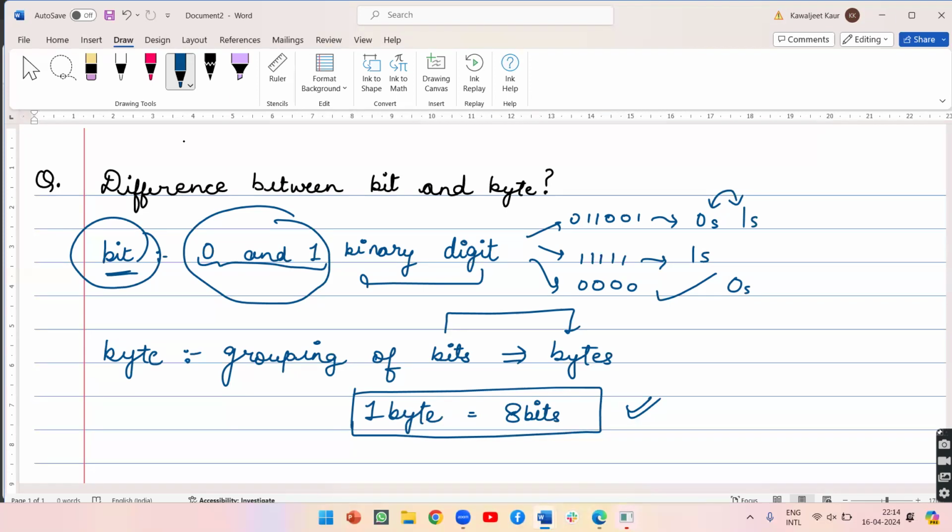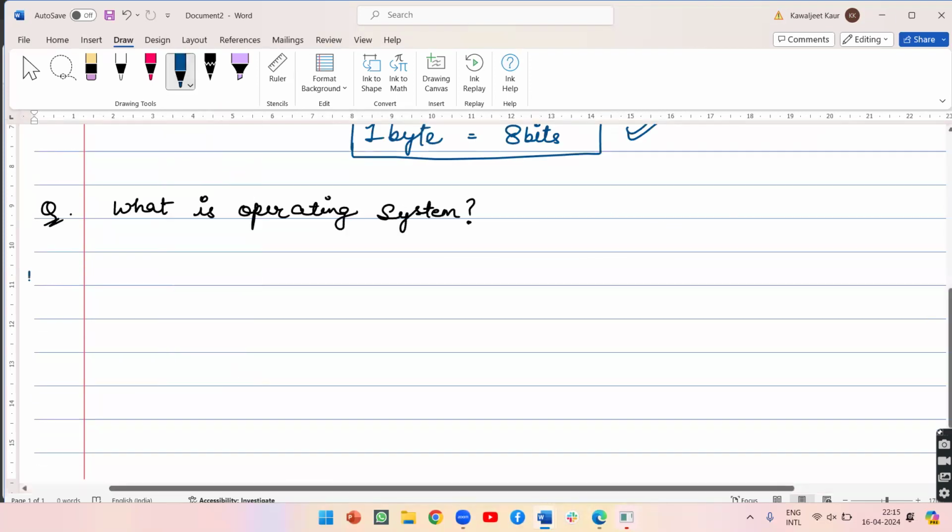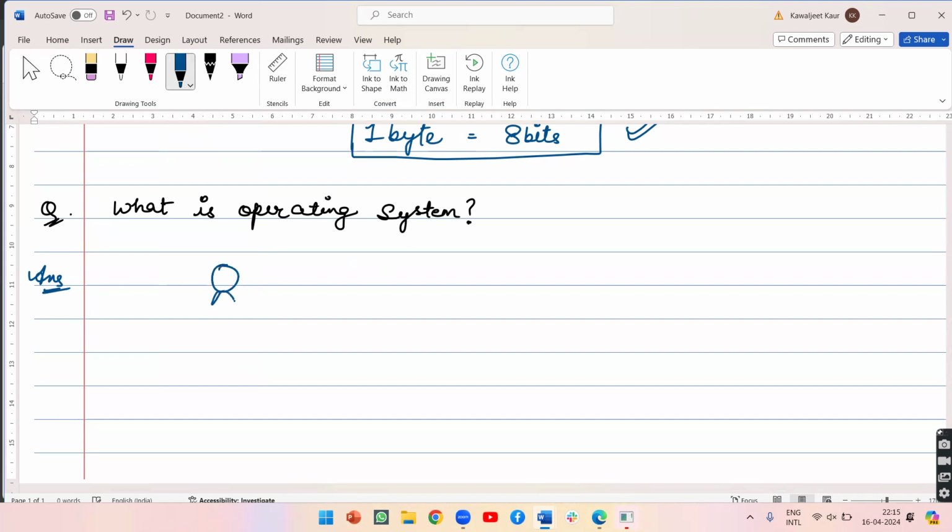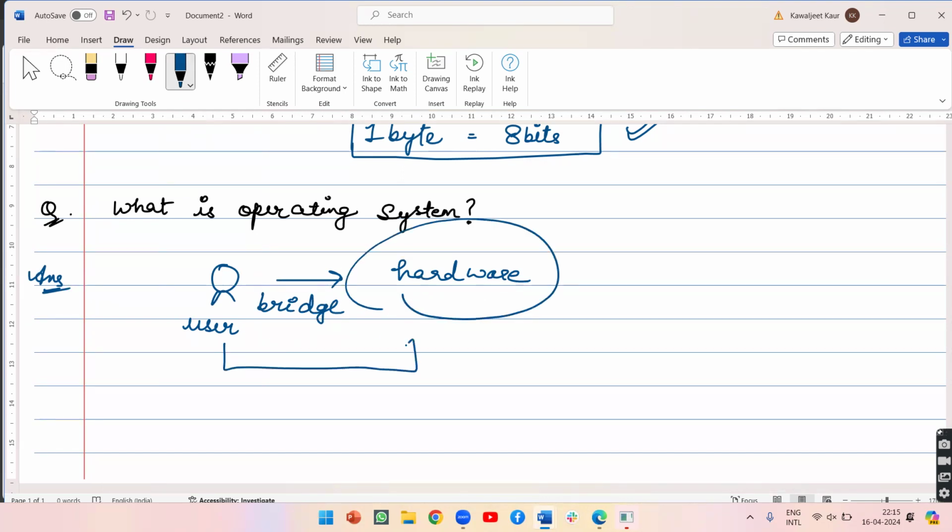Now we are going to understand what actually is an operating system. Let's try to understand it. It's very easy. It's just like software. It actually behaves like an interface between the user and the hardware. Suppose there is a user that needs to use certain hardware. So it behaves like a bridge between these two. It means if the user needs to interact with the hardware, then the user first of all needs to make use of the OS, that is the operating system.